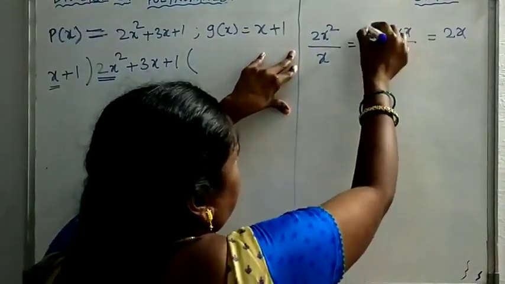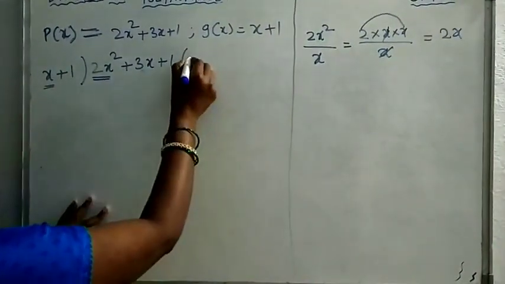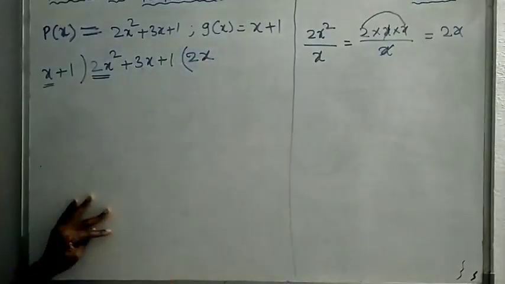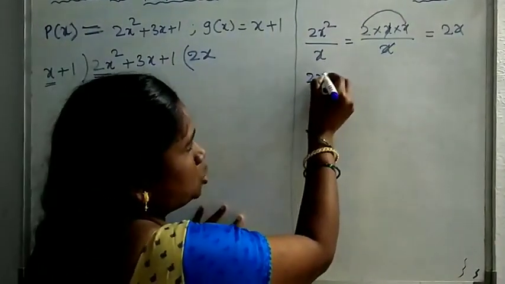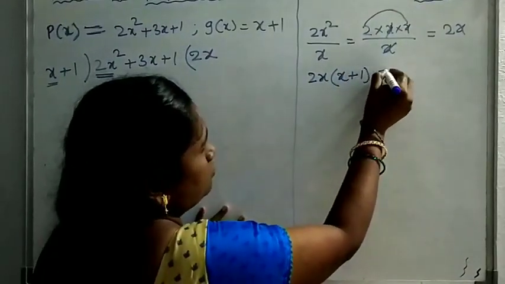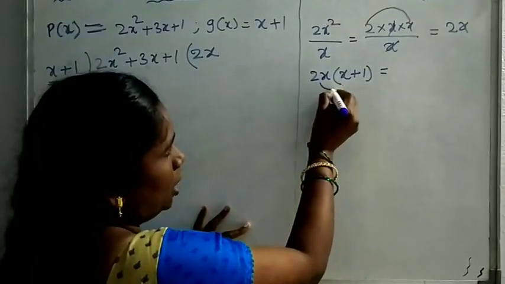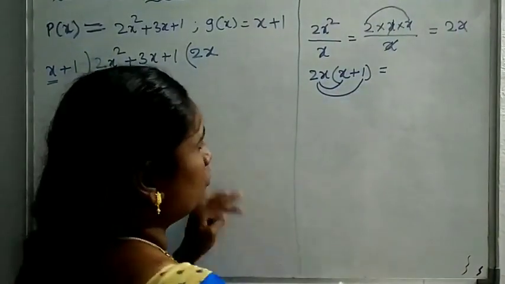So x and x getting cancelled, the remaining term is 2x. So what is 2x? First term of our quotient. Now what we have to do, children? Now this 2x is multiplied with the divisor x plus 1. So how to multiply? 2x into x and 2x into 1.